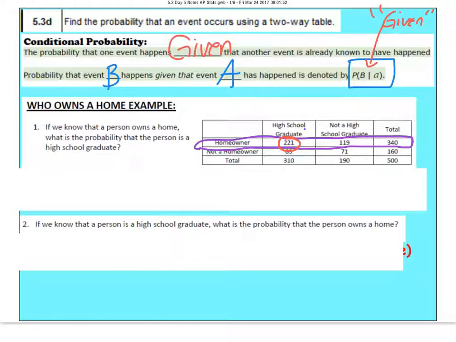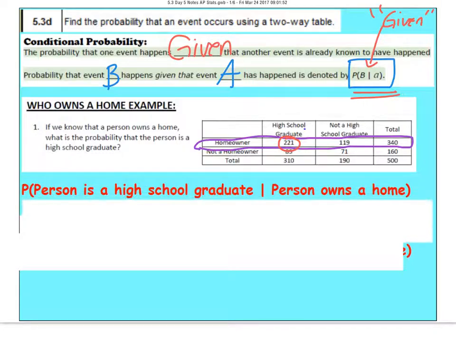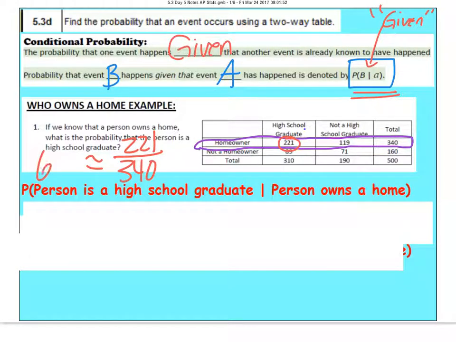Let me show you how that's written using conditional probability. We would write it as something like this: what is the probability a person is a high school graduate given that the person owns a home? Now we did that in the table and we said the answer would be 221 over 340, which is approximately 65%. Okay, let's look at the next question.